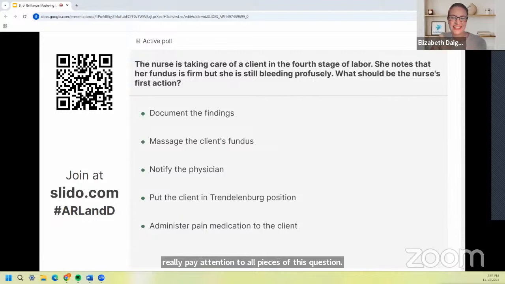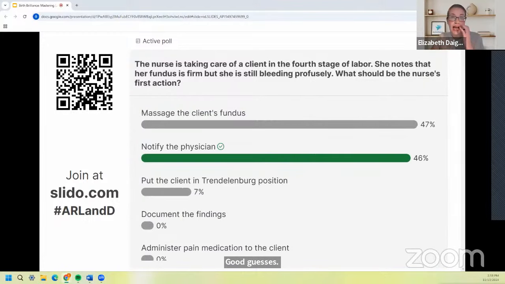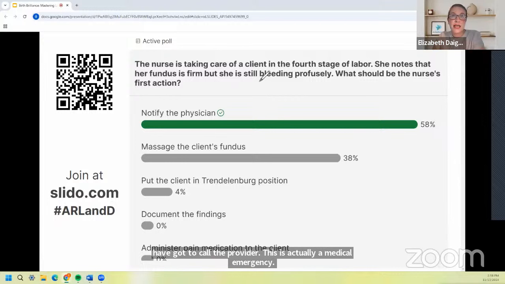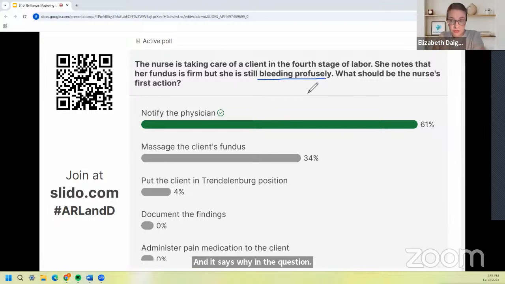Good guesses. All right, let's see what you guys are thinking in Slido. Yeah, I noticed it was pretty evenly split in the chat as well. But this is one of those occasions you have got to call the provider. This is actually a medical emergency. And it says why in the question. The client is bleeding profusely. Your client is hemorrhaging. We don't handle a hemorrhage alone. That's a medical emergency. We need to act on that fast.